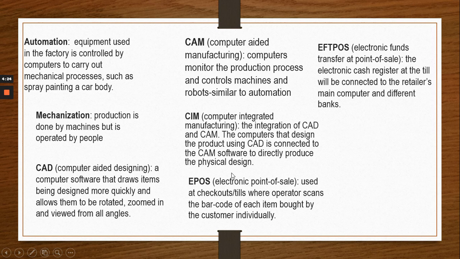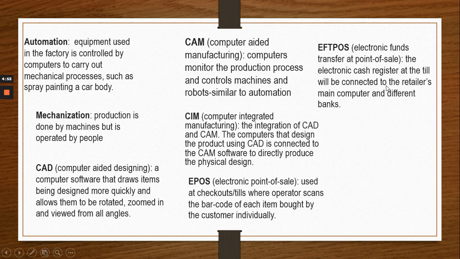Then we have electronic point of sale. This one is used at checkouts and tills, where operators scan the barcodes of each item bought by the customer individually. You'll find, maybe like in supermarkets, you just get your product from the shelves, then you bring it to the teller, then they will scan the barcode to show you the price you are supposed to pay.